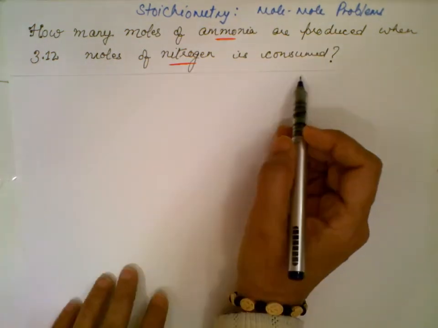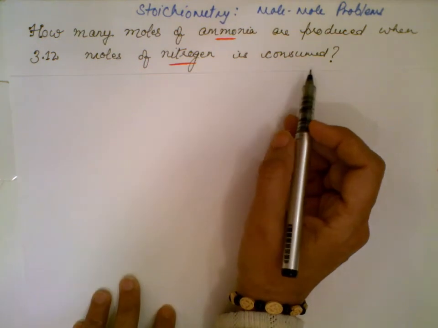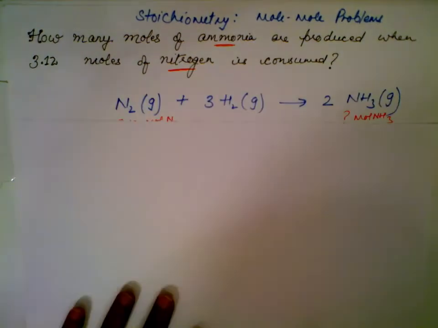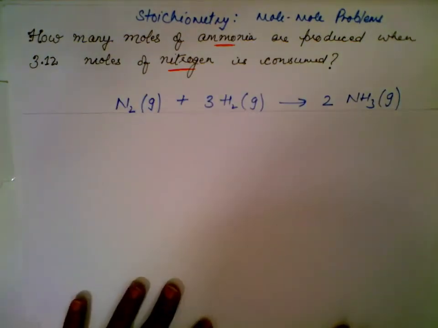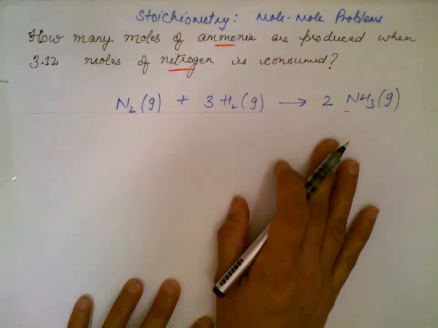So the first step is you want to write a correct balanced equation. Once you have a balanced equation, then we are going to move on. So here is the balanced equation. Now go back to your problem and determine what is given and what you have to find.